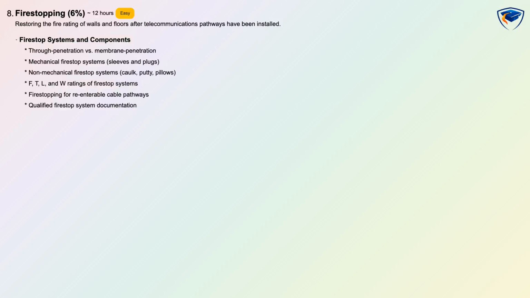Fire stopping is 6%, easy difficulty, and about 12 hours of study. You will master restoring fire ratings after pathways are installed by learning through penetration and membrane penetration concepts. The curriculum covers mechanical and non-mechanical fire stop systems, T, L, and W ratings, reenterable solutions for cable pathways, and required documentation for qualified systems. Practical examples show how to select and document compliant firestop assemblies.